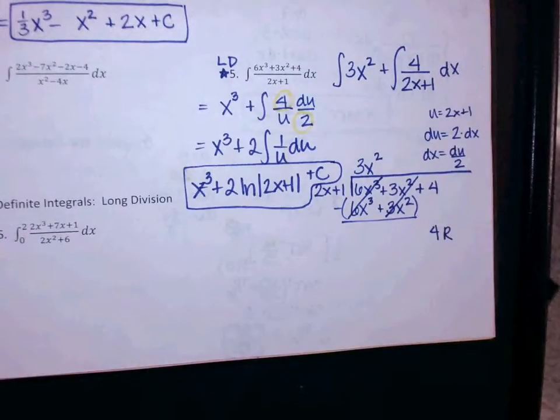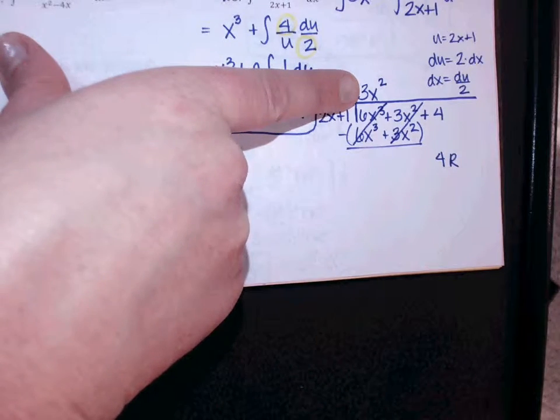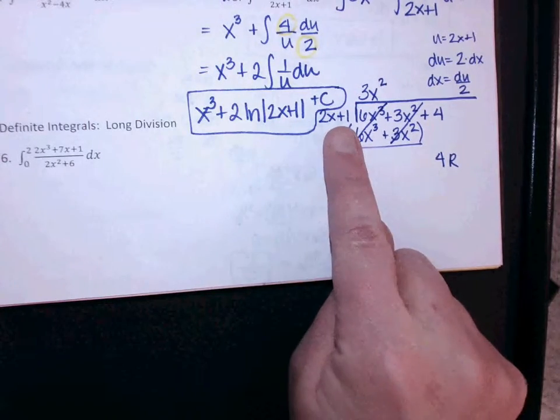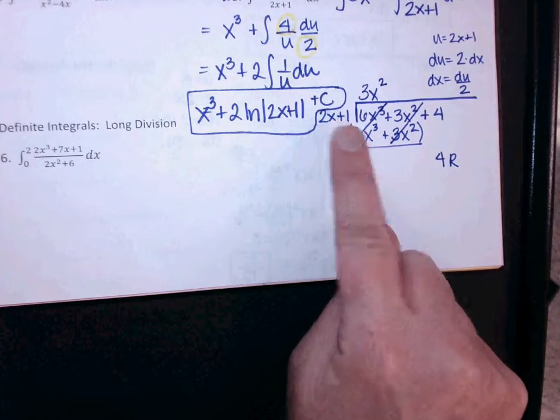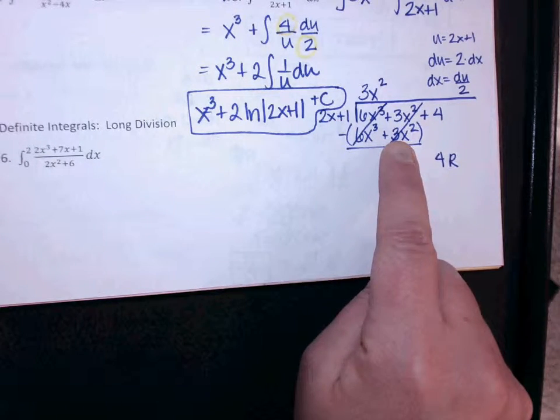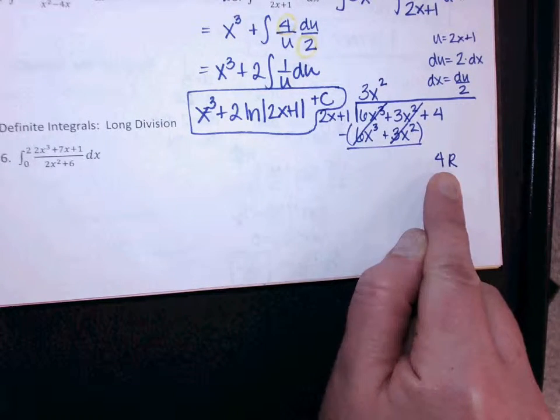Okay, 3x squared. So can I just show it to you because I already did it last period. So you should have gotten 3x squared on top. When you multiply 3x squared by 2x, you get 6x cubed. Then you multiply by the 1, you get another 3x squared. And then when you subtract, all that crosses out, you have a remainder of 4. Are we good to there?